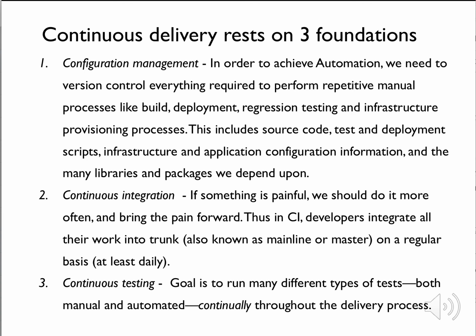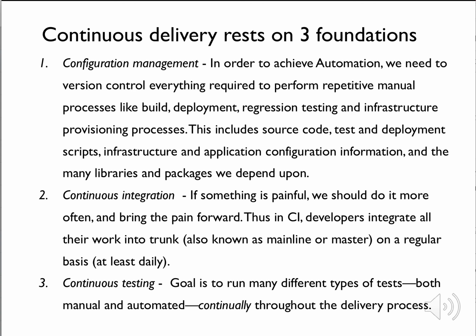Now let's get into the implementation phase of continuous delivery. Continuous delivery relies on three core foundations. First is configuration management. Second is continuous integration. And third is continuous testing. Remember, configuration management is something where, if you want to achieve automation, see, in the previous live I said that automation is the key. We want to automate each and every repetitive task we see in releasing a particular software to the market.